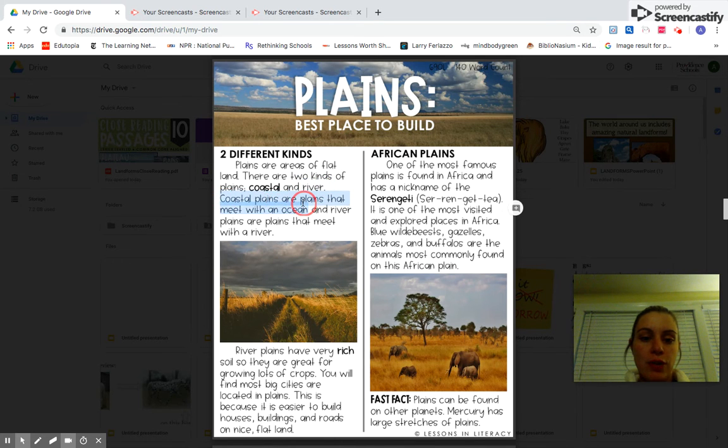Coastal plains are plains that meet with an ocean. And river plains are plains that meet with a river. Okay, so river plains, it's easy to remember, meet with a river, a plain, river. And coastal plains are plains that meet with the ocean. Okay, so this is a picture of a plain.